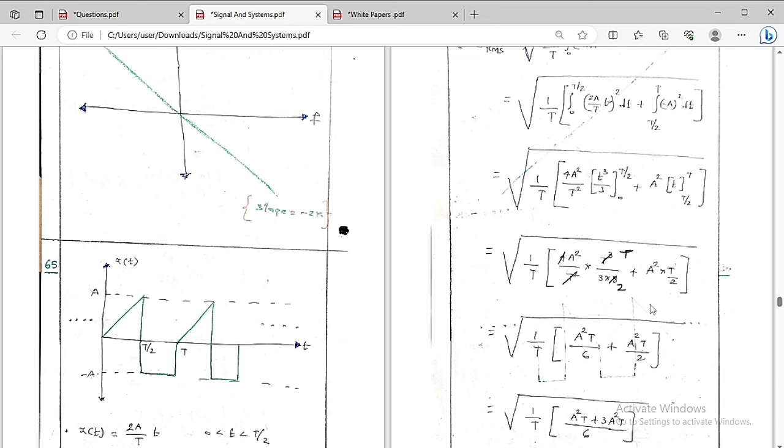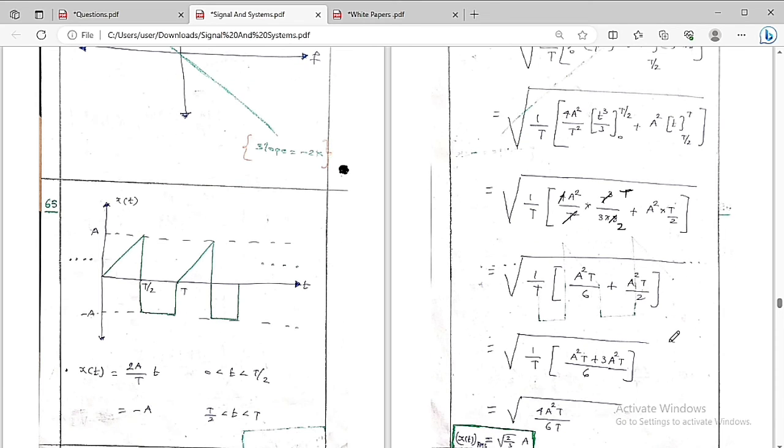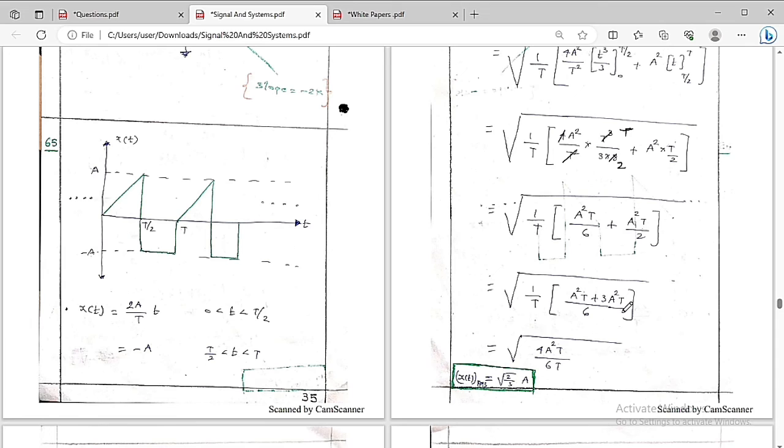So under root of 1 by T into A square T by 6 plus A square T by 2. So what is the LCM of 2 and 6? It is equal to 6. So LCM is 6 here: A square T plus 3 A square T. So 3A square T plus A square T is 4A square T by 6. So 2 cancels, 2 twos are, 2 threes are.